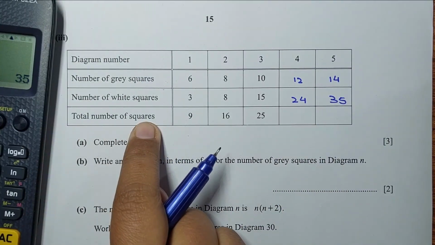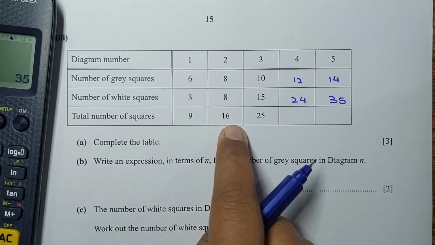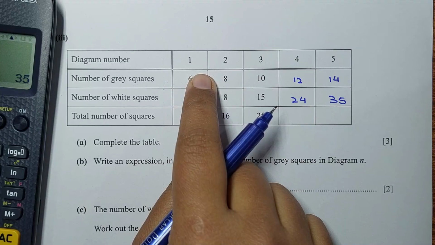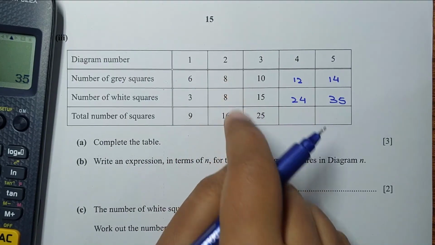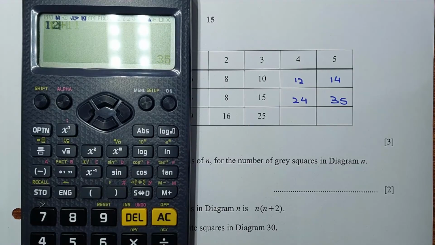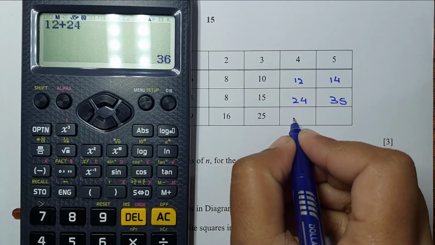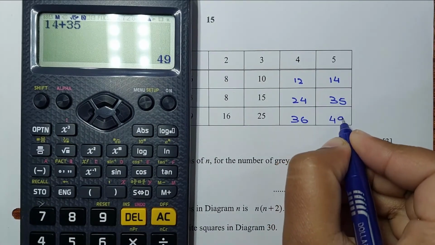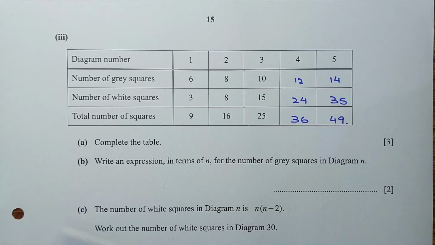Total number of squares. Okay, 9, 16. Just adding: 6 plus 3 makes 9, 8 plus 8 is 16, 10 plus 15 is 25, 12 plus 24 is 36, and 14 plus 35 is 49. Okay, the table is completed.